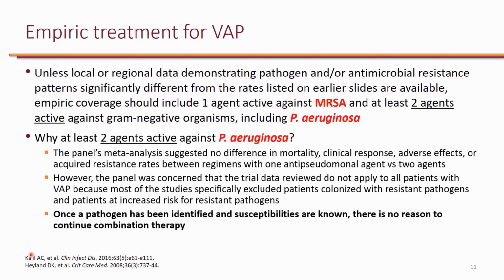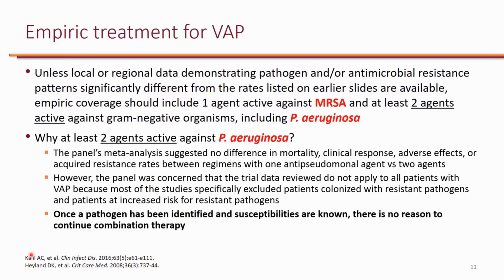And the reason the guideline recommends two agents active against Pseudomonas for empiric therapy is that in case one of the agents doesn't cover the Pseudomonas, the other one should cover it. And this is not for every patient. These are patients that are at risk of having multi-drug resistant Pseudomonas.